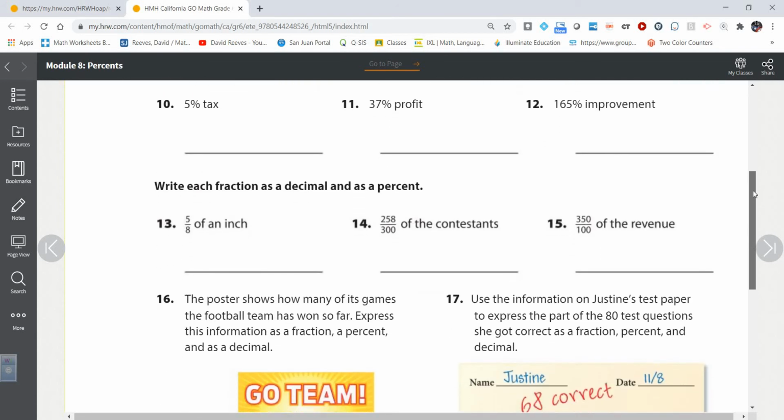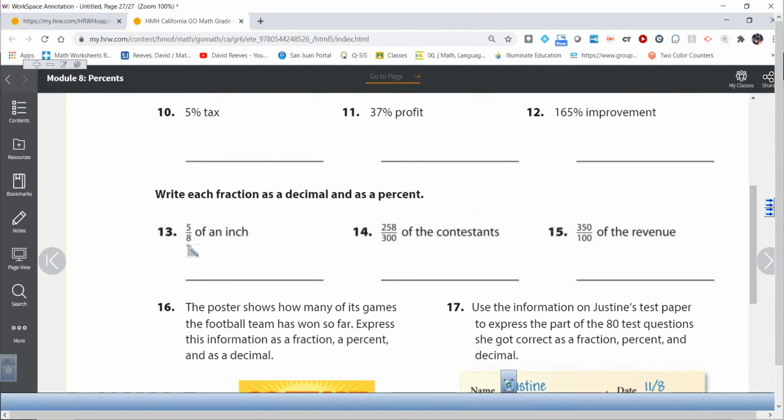All right, what about going from a fraction to a decimal and a percent? What do we want the denominator to be? We want the denominator to be 100. Actually, I'm going to change "want" to a verb. Convert the denominator. Oh my goodness, Mr. Reeves. We're going to convert the denominator to 100.